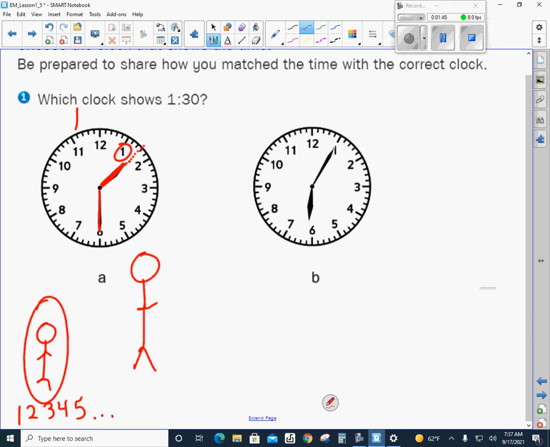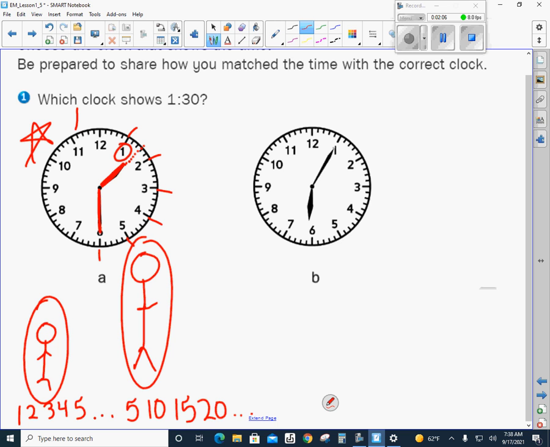And then when we're big and we look at the big hand, now we can count by fives, 5, 10, 15, 20, and so on. So when we look at the big hand, that is our minute hand, and we're counting the minutes by fives. 5, 10, 15, 20, 25, 30. So this clock here shows 1:30.